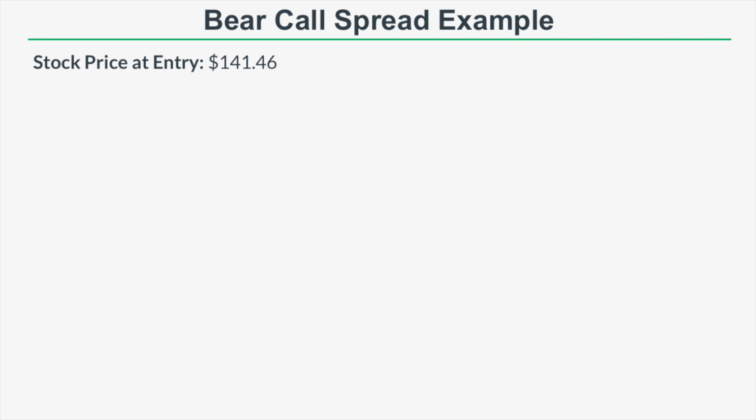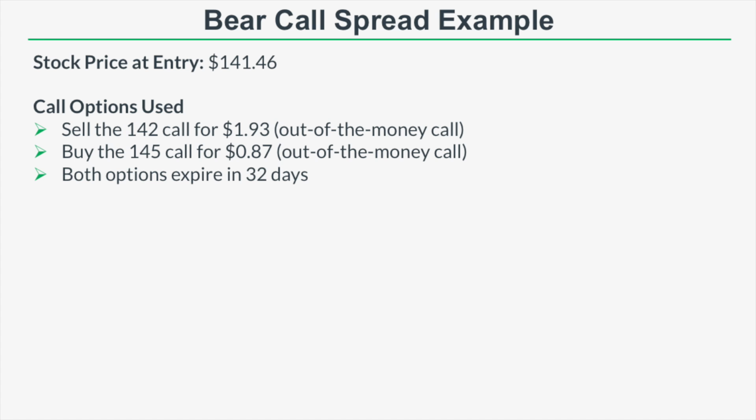Now, to fully understand the strategy, let's go right into a real example using real option data. The stock price at the time of entry for this particular bear call spread is $141.46. For this example, we're going to sell the 142 call for $1.93, and then we're going to buy the 145 call for 87 cents. Both options are in the expiration cycle that is 32 days away. So we're selling the 142 call and buying the 145 call in the same expiration cycle, and as we can see, both of these call options are out of the money.